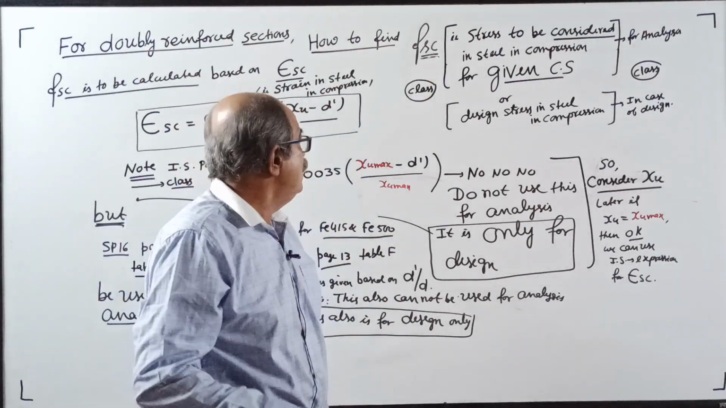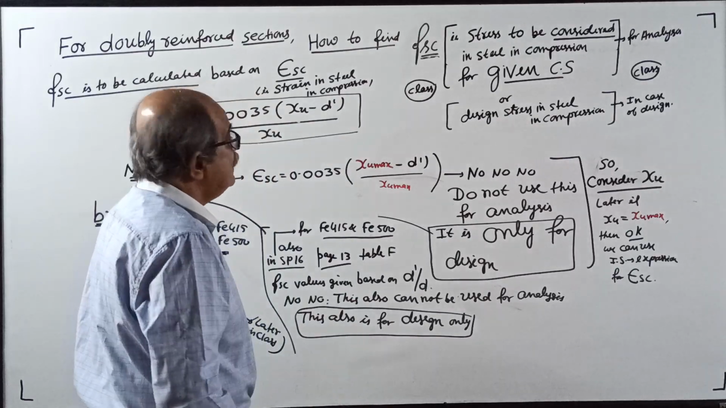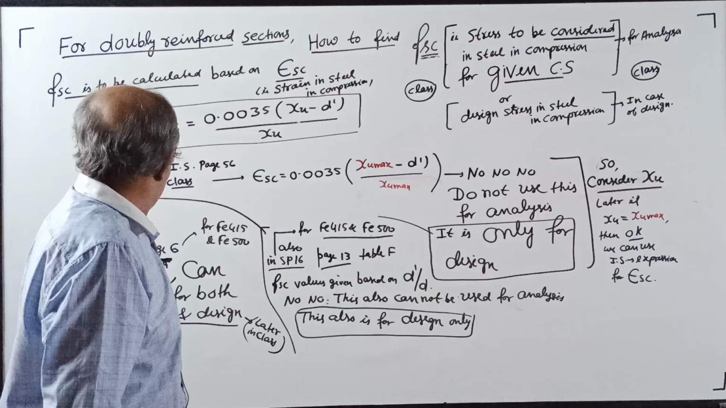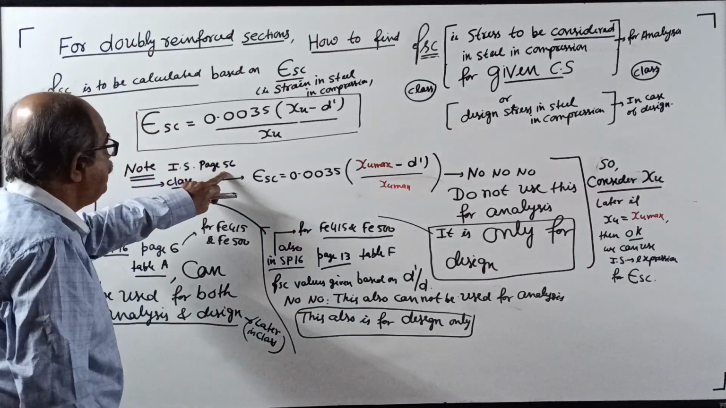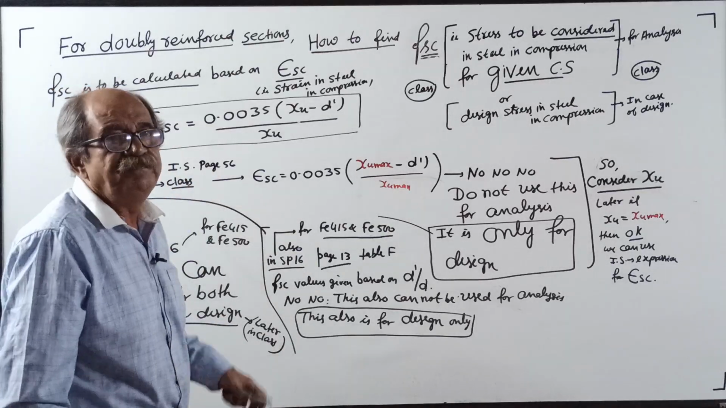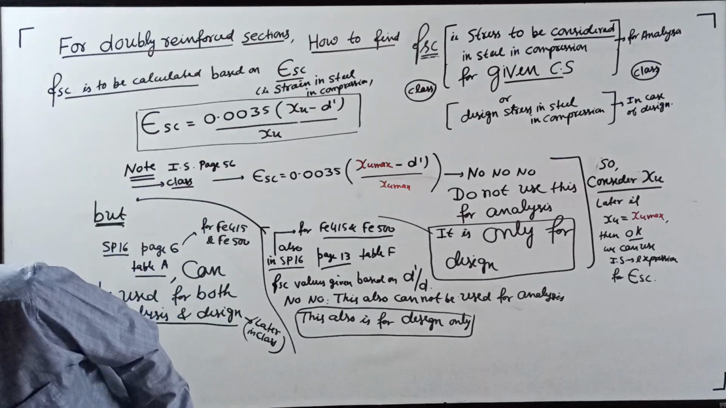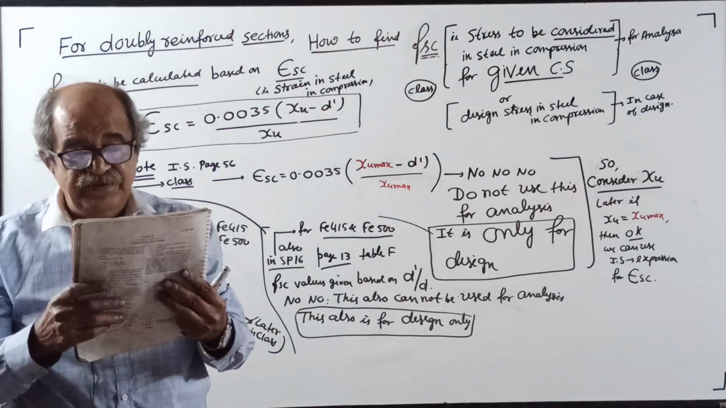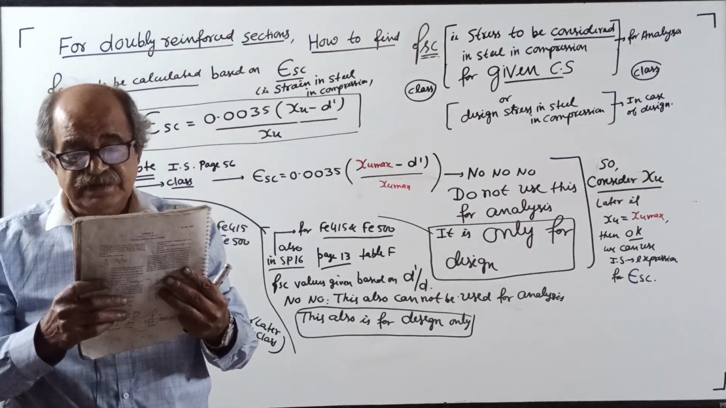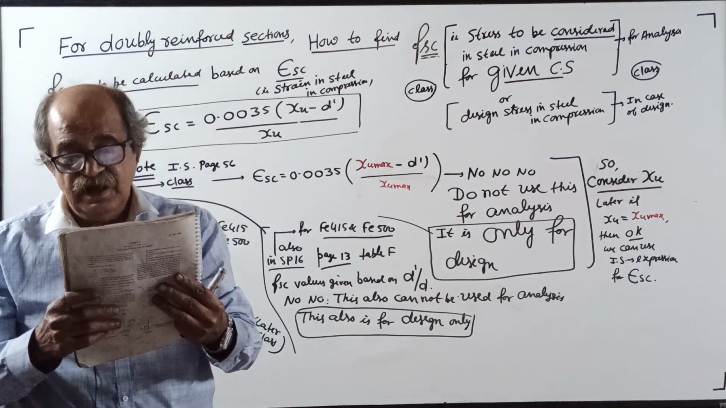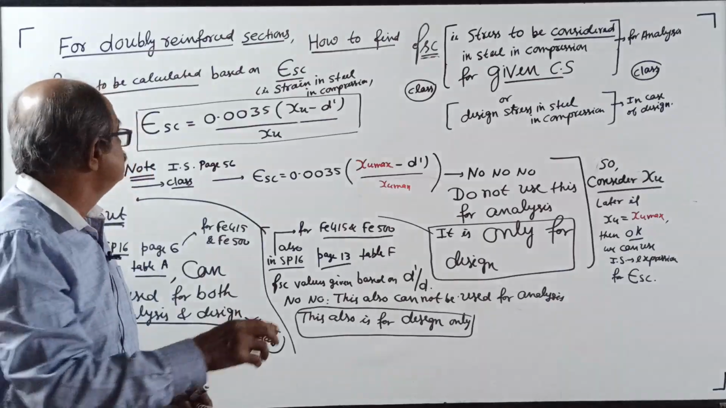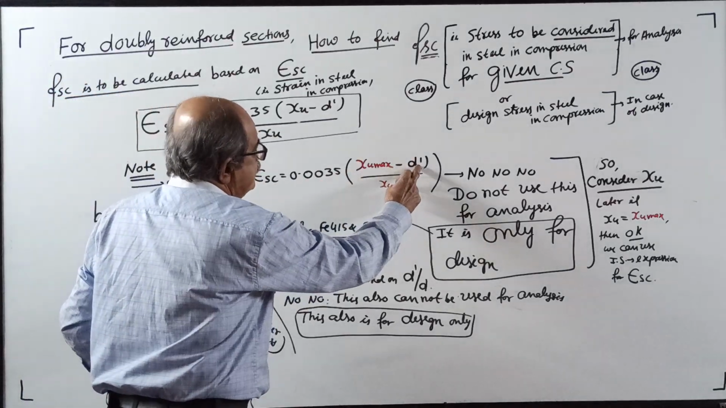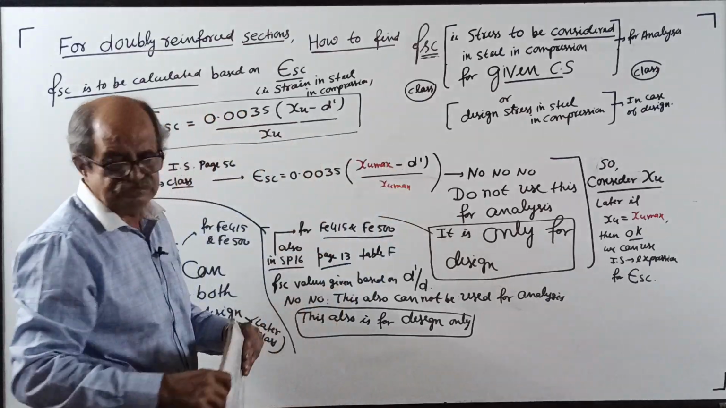In IS code, see IS code, page number 56, it is given. FSC is, I will read now, this class slowly I will take. FSC is design stress in compression reinforcement corresponding to a strain of 0.0035 into XUmax minus D dash divided by XUmax.